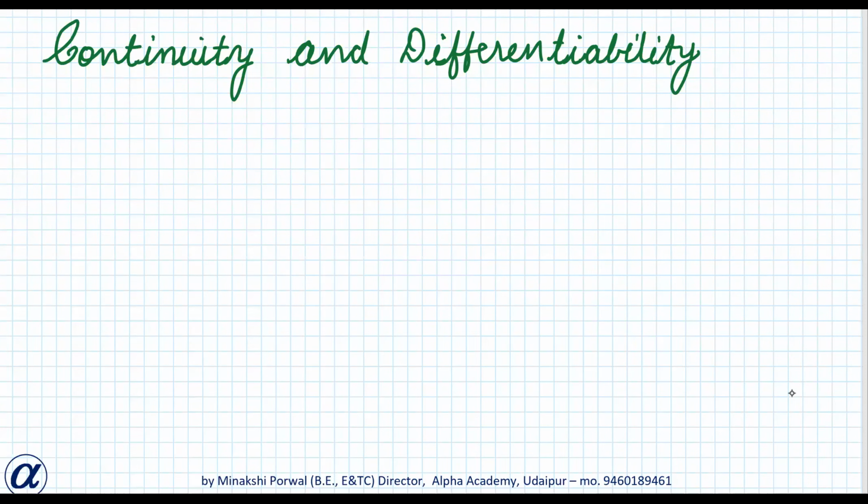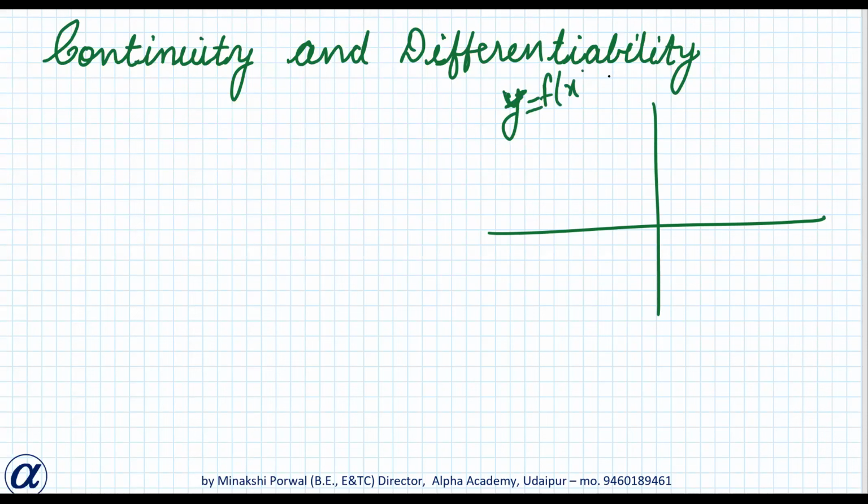If we say any function is continuous, that means we can draw the graph of that function without lifting the pen. Suppose a linear function is there, y equals f(x) equals x. So basically every value of y is equal to the value of x. So the graph of this will be this way.